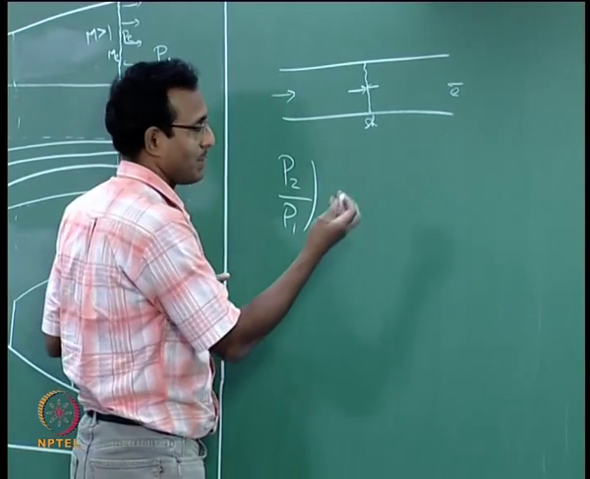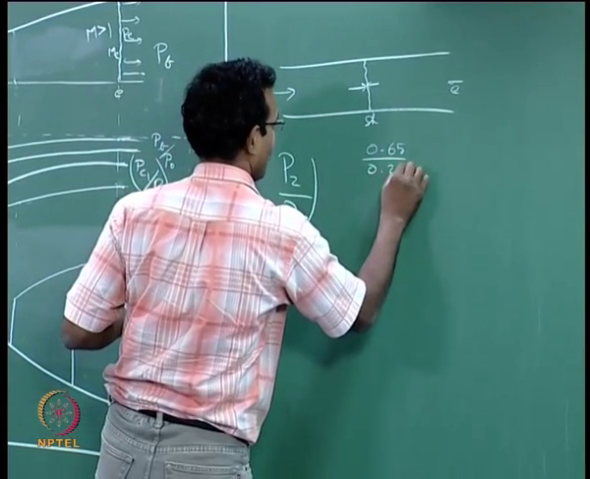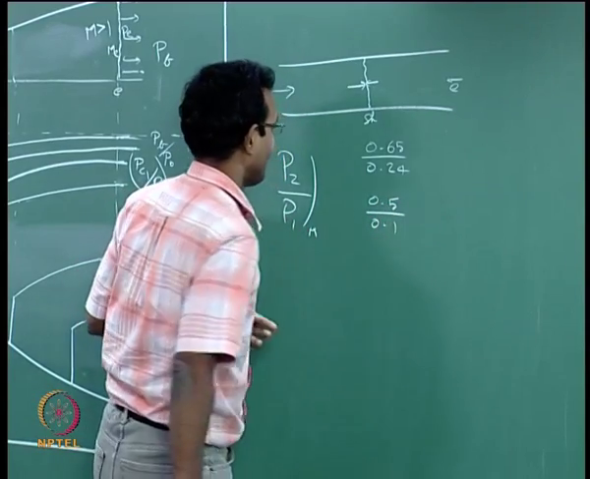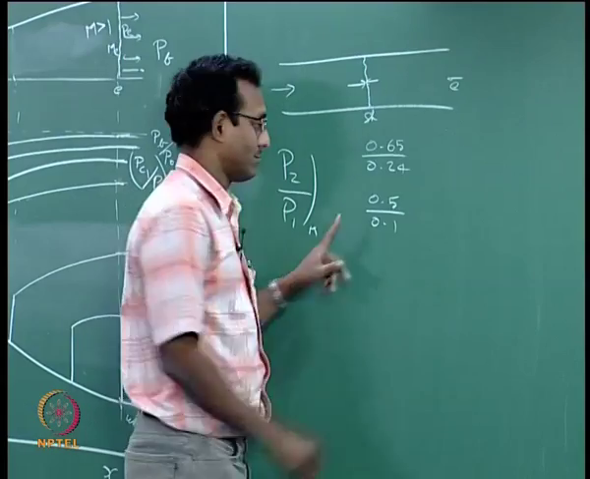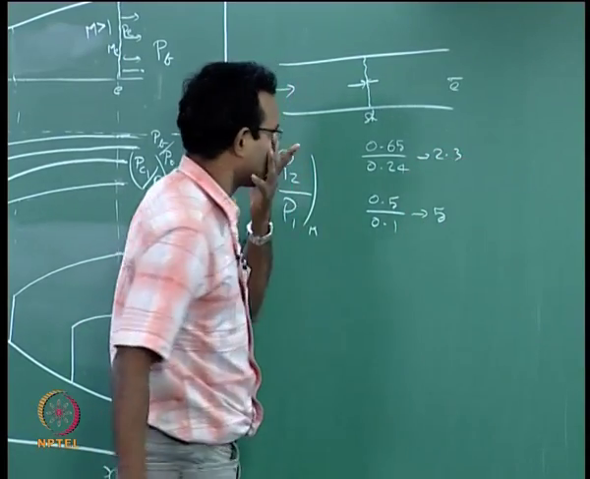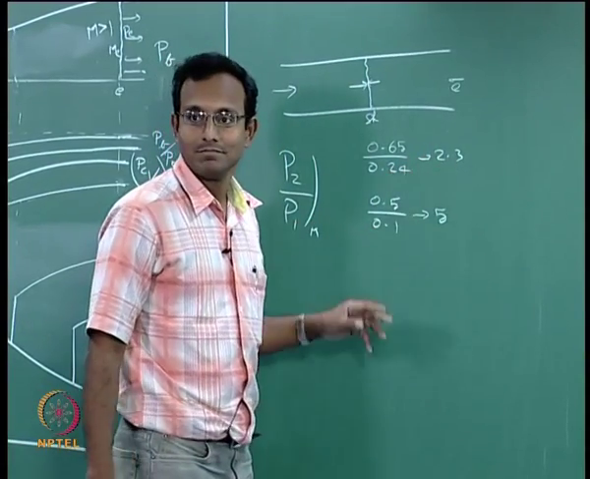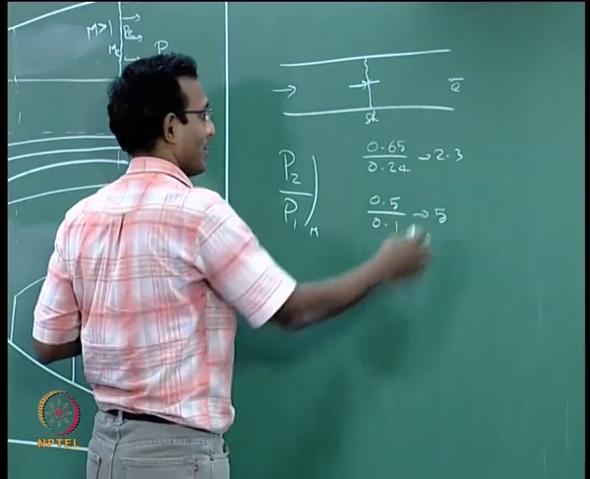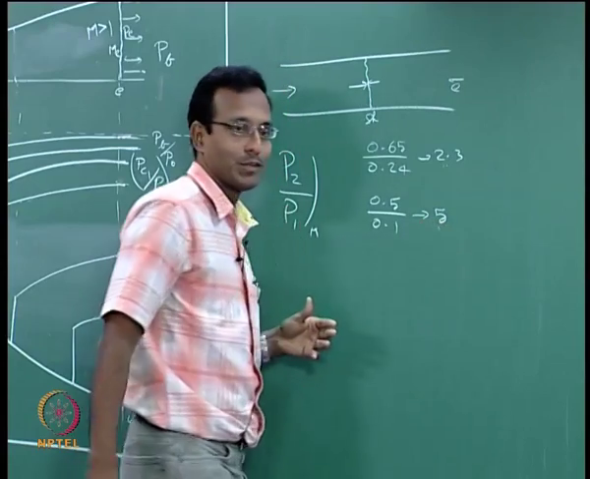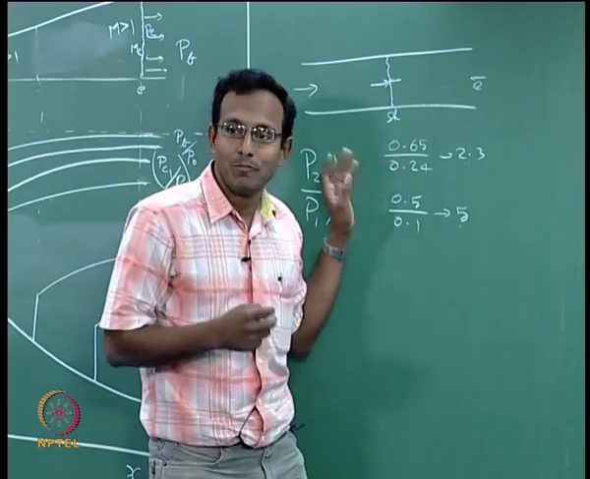Already I gave you two numbers. One of them was 0.65 divided by 0.24 and the other one was 0.5 divided by 0.1. This is at a higher Mach number and is going to give you an answer of 5. The other is going to give you something like 2.3, some such number. I am not just generally calculating, it is something between 2 and 3, that is all I know. So you are already seeing that P2 by P1 has increased from there to here. So it is matching with whatever we have been discussing till now.